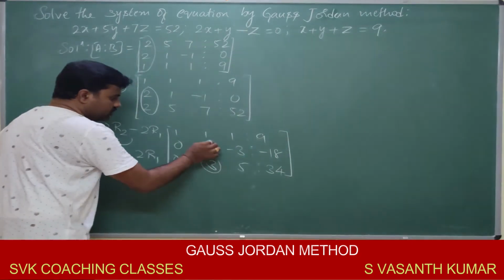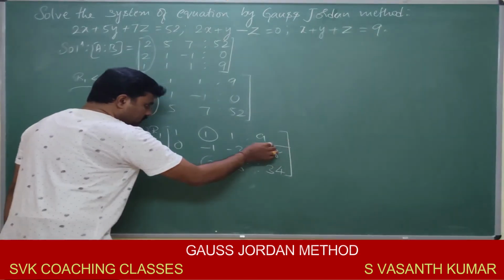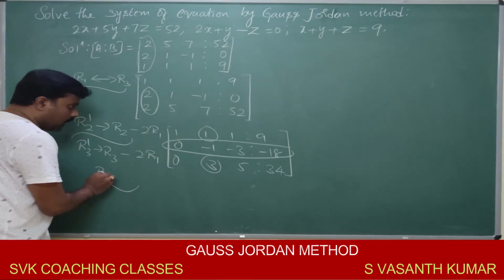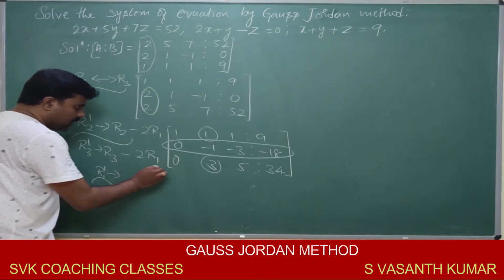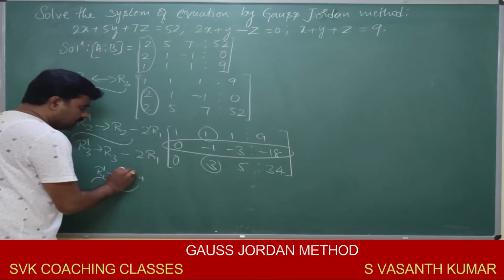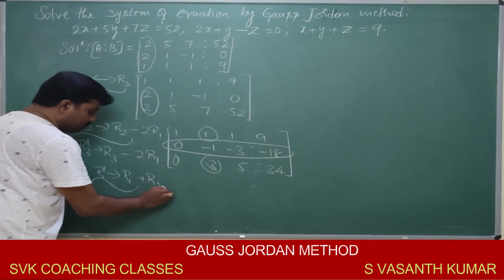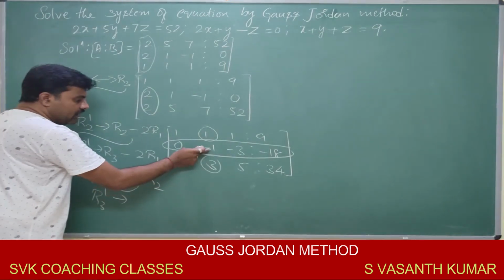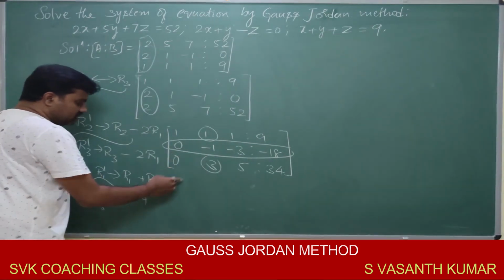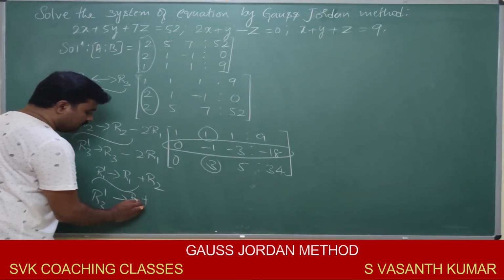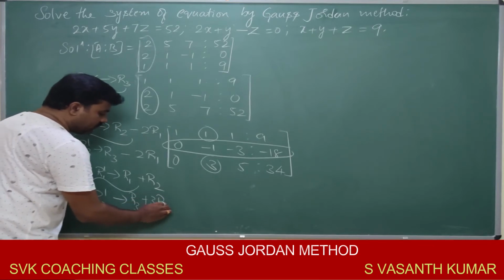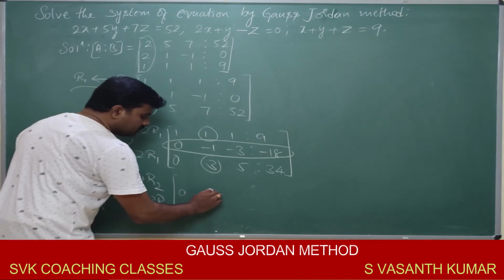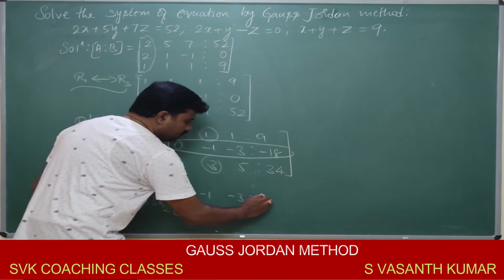Now make sure these two elements are 0 by using R2. So R1 dash changes to R1 plus R2, as we have opposite signs here. Similarly, R3 dash changes to R3 plus 3 times R2, since we have 3 here and minus 1 there, with opposite signs, so I am adding. So the non-disturbed row is the second row, that is 0, minus 1, minus 3, minus 18.